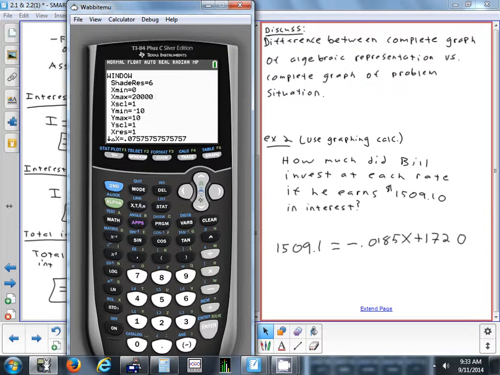Okay, negative interest doesn't make sense. We're looking for where he's going to make $1,500 roughly in interest. So let's set our y max up around 2,000. Okay, we'll hit graph and see if we have a good window. If not, we'll come back and fix it.